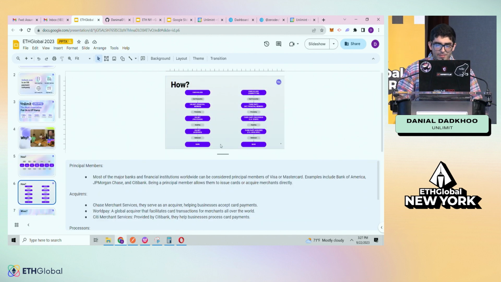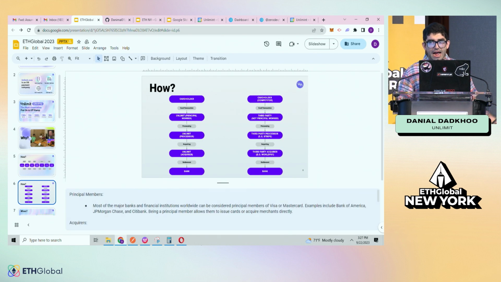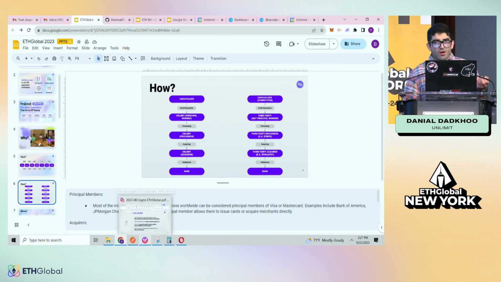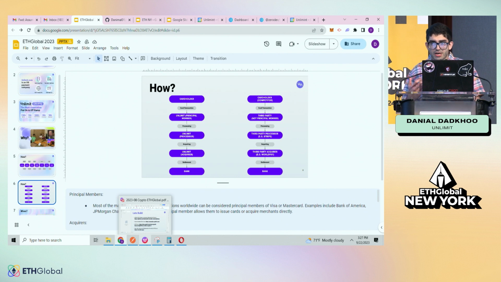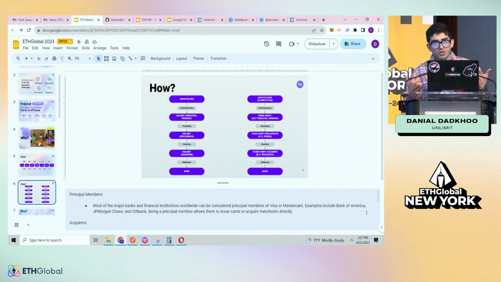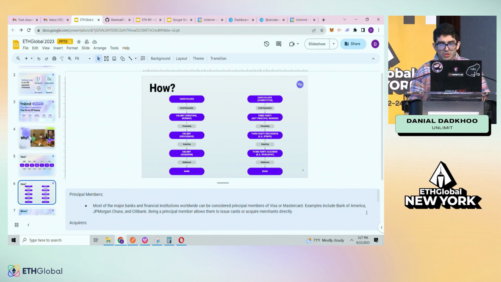So with that being said, the question is why do we need another on or off ramp? Why does this matter? Before my time at Unlimit, I've been working in the on or off ramp space for a few years now. I was at a company called Wyre, and Wyre is one of the biggest on or off ramp players in the game. Similar to Wyre, you have a bunch of different players like MoonPay, Transak, and others. The question is, how are we different?